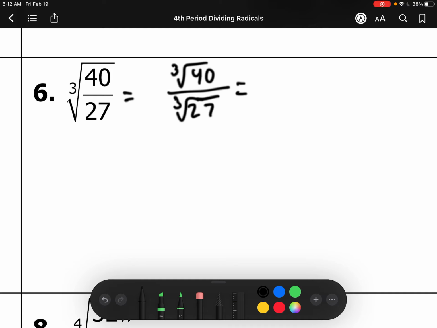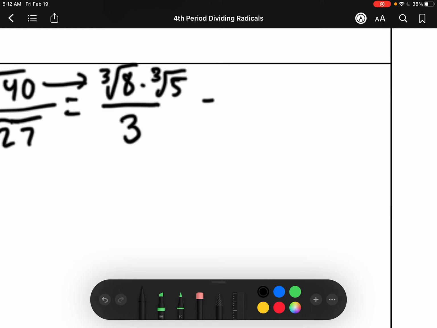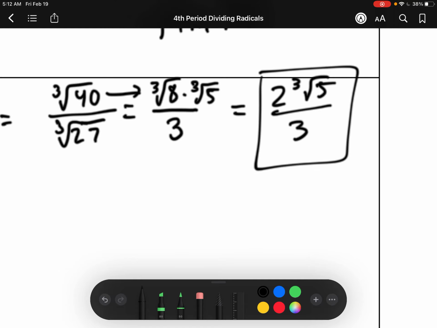And does everyone understand why I did this? I'm doing this because 27 is a perfect cube. The cube root of 27 is 3. And then the cube root of 40 can be simplified further, right? We can divide 40 by a perfect cube. The perfect cube that 40 is evenly divisible by is 8, right? So this becomes the cube root of 8 times the cube root of 5, right? And we know that the cube root of 8 is 2. So this becomes 2 times the cube root of 5 divided by 3. And this is the final answer, right? We can't simplify any further from there.